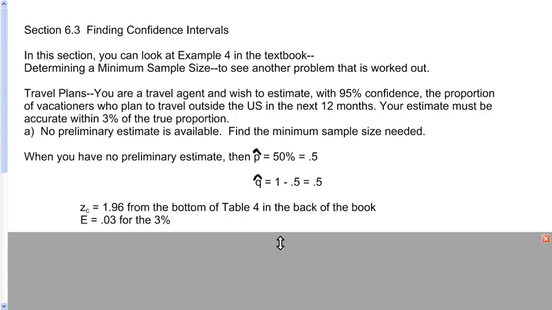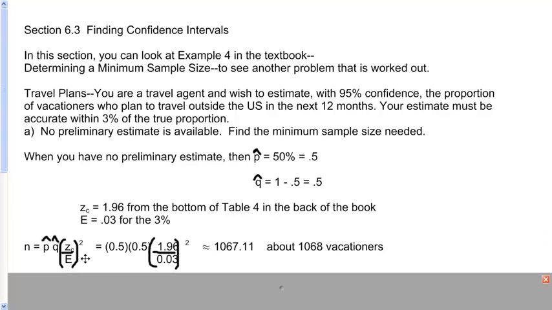because I'm told that to get a true proportion it needs to be within 3%. So here's my formula that I'm going to use, and I'm just going to substitute P hat, Q hat, and my other numbers in here, work it out, and I'm going to find out that I need 1,068 vacationers. I've got to talk to that many to be able to have a 95% confidence.